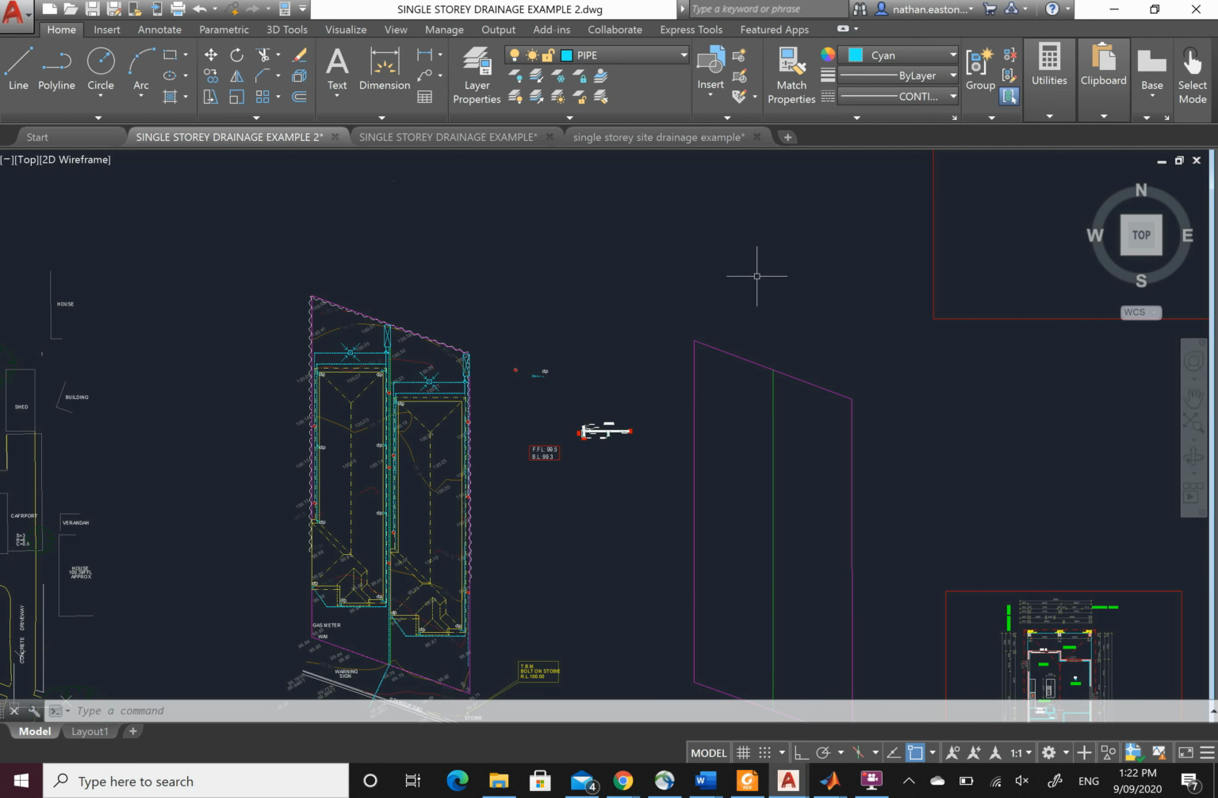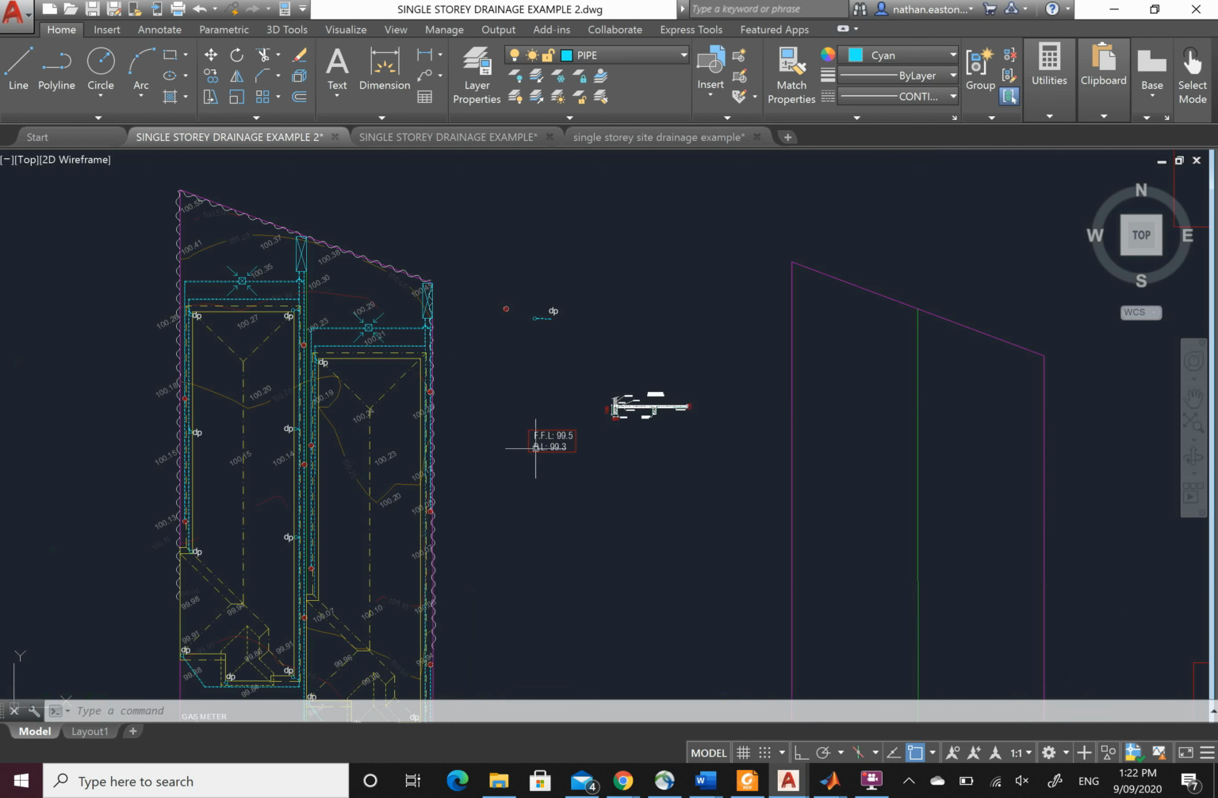So let's come through and do our design levels. What our design levels are is we've got our FFL and our BL. BL is our bench level. Finished floor level is obviously FFL. There's 200 millimeters difference between them.